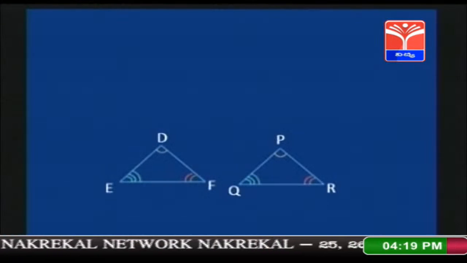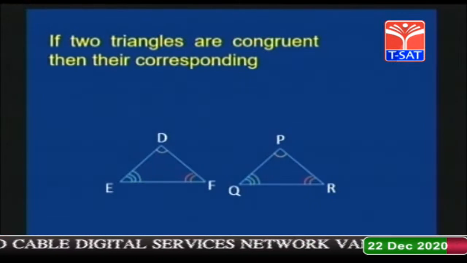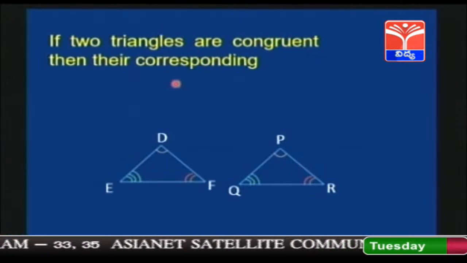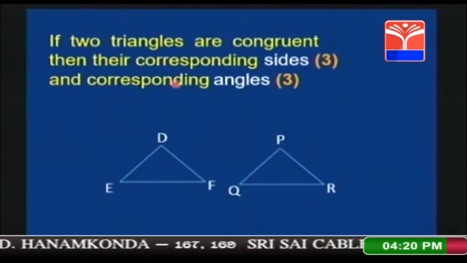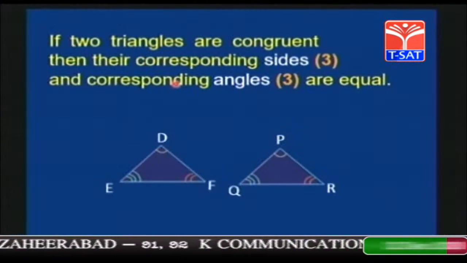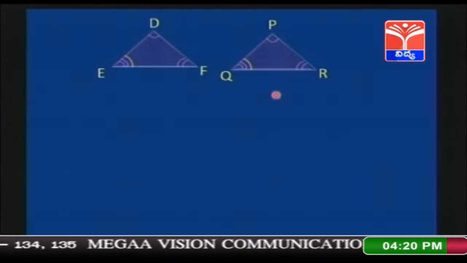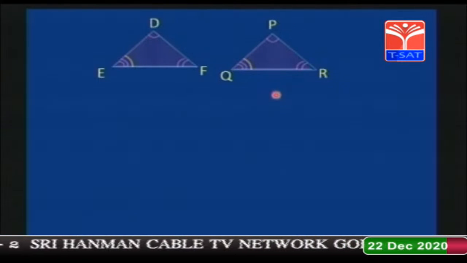If sides are congruent and angles are congruent in two triangles, then the triangles are congruent. Now see here, if two congruent triangles are given, the triangle DEF and triangle QRP, these two triangles are congruent, then what happens? Let us discuss. If two triangles are congruent, then their corresponding three sides and corresponding three angles are equal. Meaning if two triangles are congruent, then the three pairs of corresponding sides are equal and three pairs of corresponding angles are equal. See here the triangle DEF and triangle PQR, these two triangles are congruent, then the three pairs of corresponding sides are equal and three pairs of corresponding angles are equal.